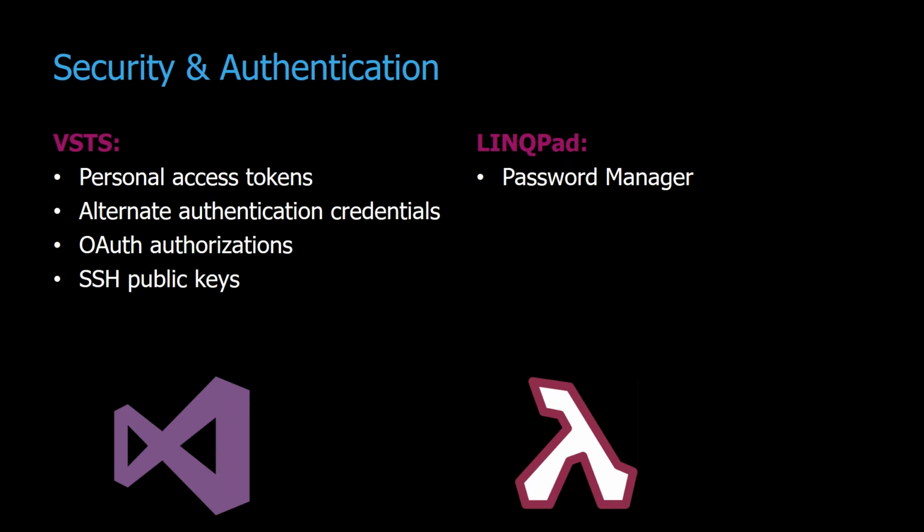In VSTS, we actually have 4 different types of security methods. We have the personal access tokens, we have the alternate authentication credentials, and we have the OAuth authentications, and we have the SSH public keys. For this demo today, we're only going to use the second one, the alternate authentication credentials, because that's the only one supported by LINQPad, at least as far as I know. And in LINQPad, we're going to use the password manager, so we don't use the password in clear text.